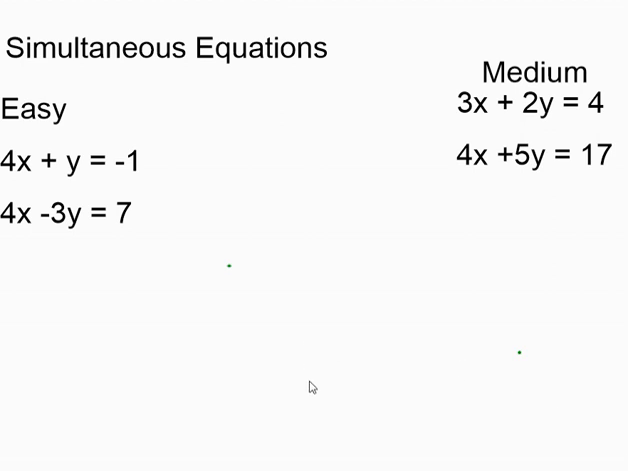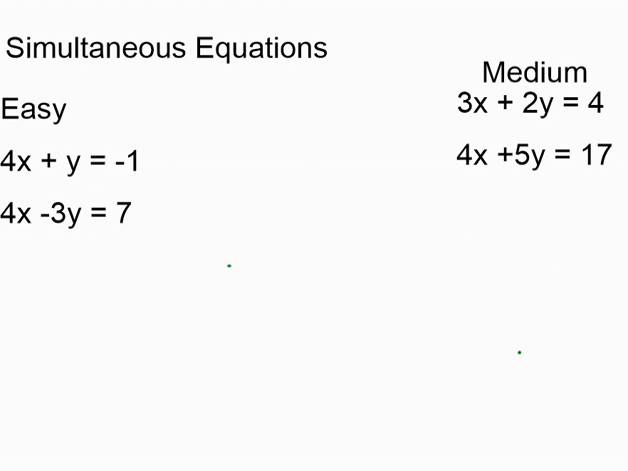Hello guys, we're going to be talking about simultaneous equations today, and basically what you need to know is that the coefficients of any of your variables have to be the same before you can carry out the solving of that problem. So if you look at this easy one, the variable x already has 4 as a coefficient in both equations here.